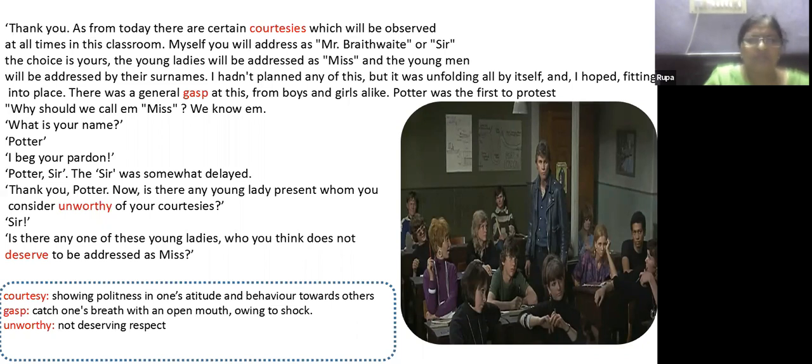Because just now the teacher, E.R. Braithwaite, said that you should address the young ladies as Miss. So he is putting out a point here. What is he telling? Why should we call them Miss? Because we know them. Here the short form is used, children. This is actually not a short form. This is the old style of writing them. Okay, M means them. He's telling we know those young girls. Why should we call them Miss? That is his objection.